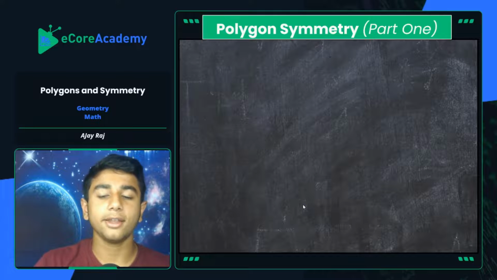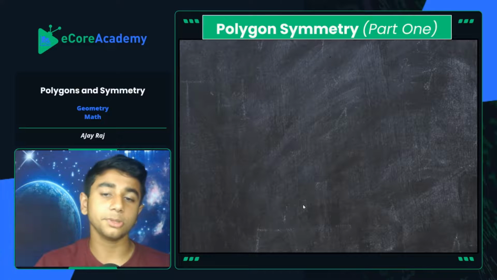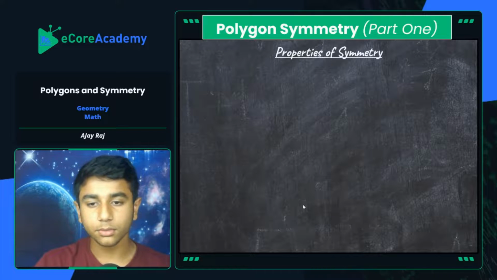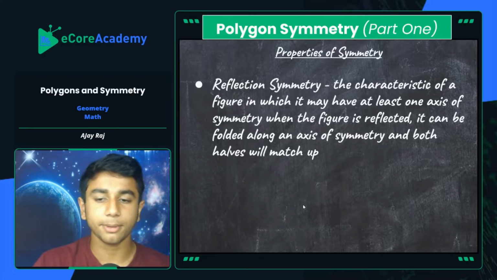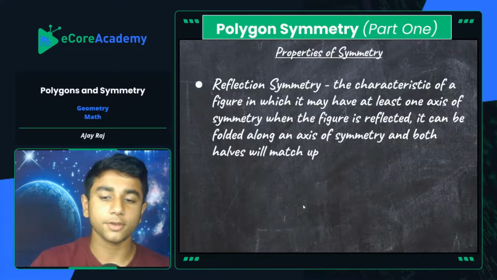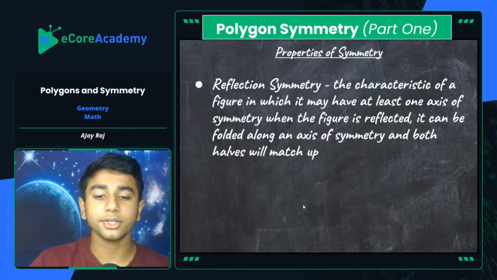So now let's finally get into our polygon symmetry. This is more of our symmetry part of this lesson. So let's look at the basic properties of symmetry. Reflection symmetry, which is basically another way of expressing symmetry, is a characteristic of a figure in which it may have at least one axis of symmetry when the figure is reflected. It can be folded along an axis of symmetry and both halves will match up.